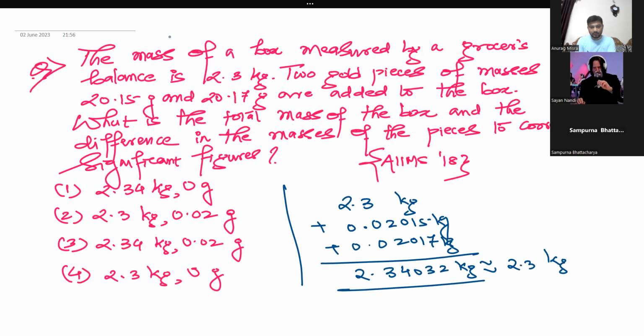Then while subtracting, we'll subtract 20.17 gram minus 20.15. So when we subtract it, we know that we should retain the minimum number of decimal places. So कितना decimal places में रह रहा है? Obviously, directly we can see that first one has 2 decimal places, second one has 2 decimal places, and the result also has 2 decimal places. So we can keep up to 2 decimal places only. Answer क्या होगा? 2.3 and 0.02. That is option number 2.